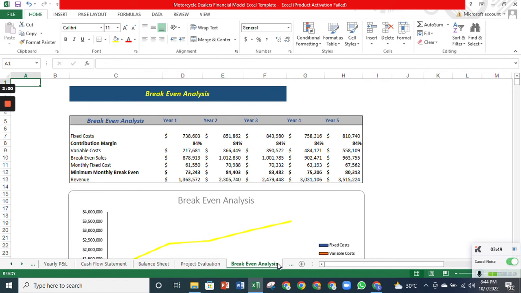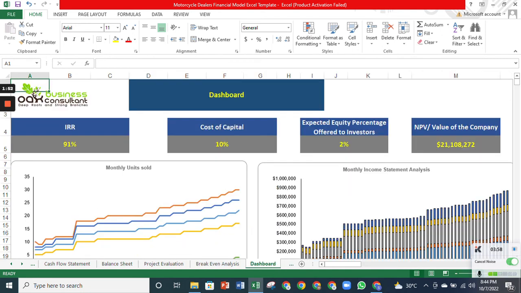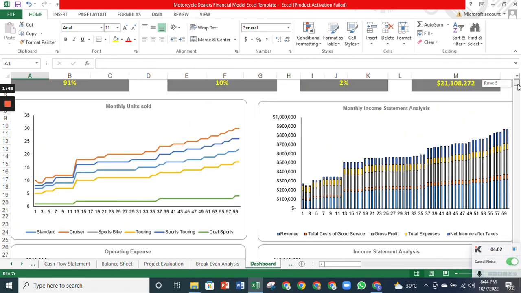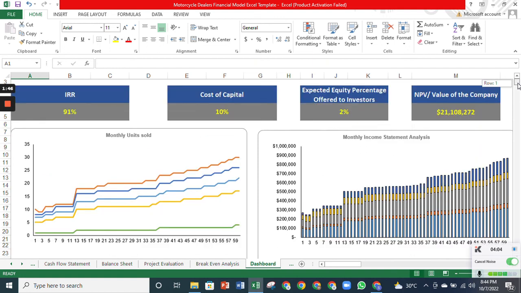We also provide you with the break-even analysis, which gives you how much sales are required to reach the break-even point. Finally, the dashboard. The dashboard is the visual representation of how your business is performing.